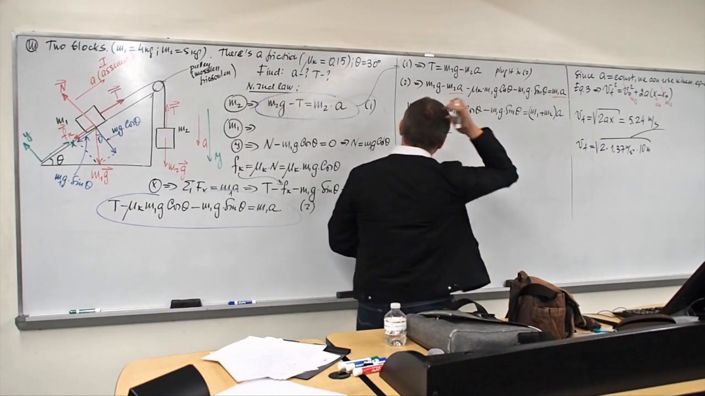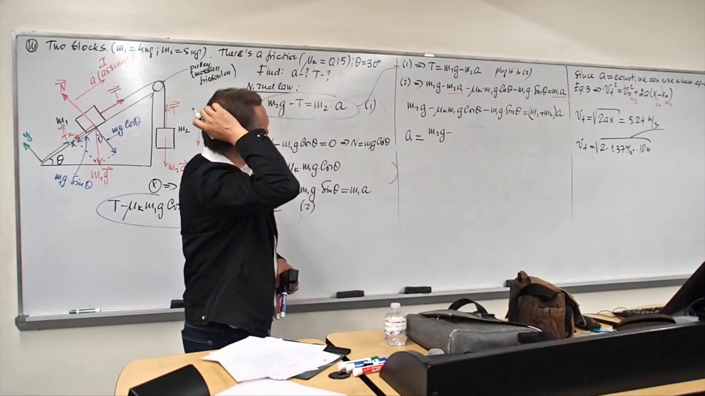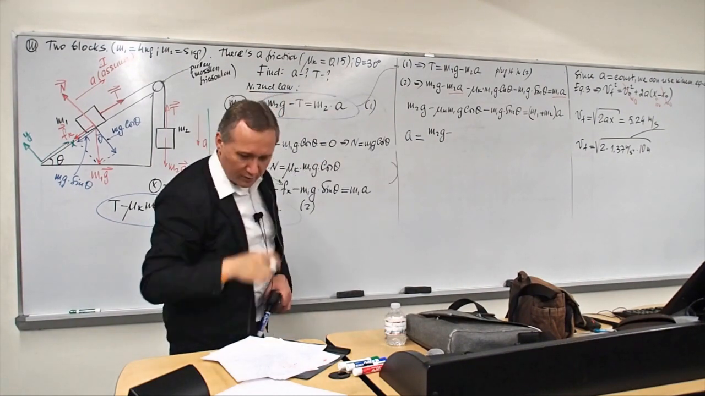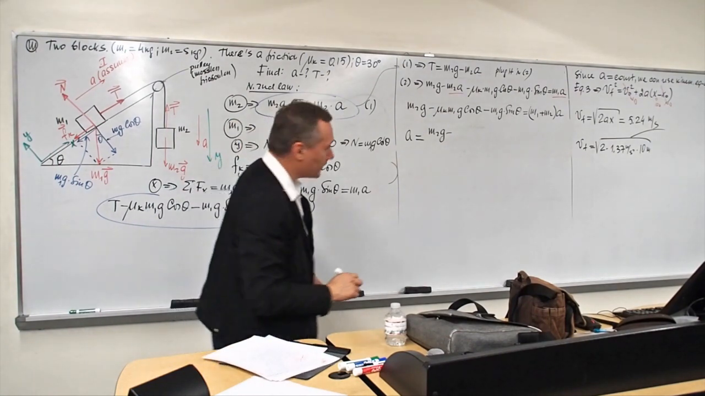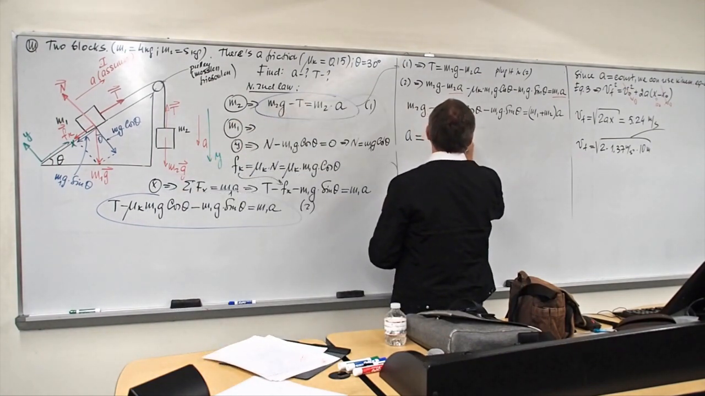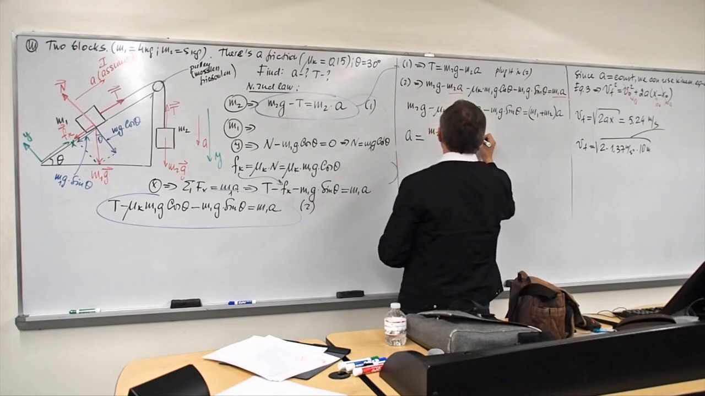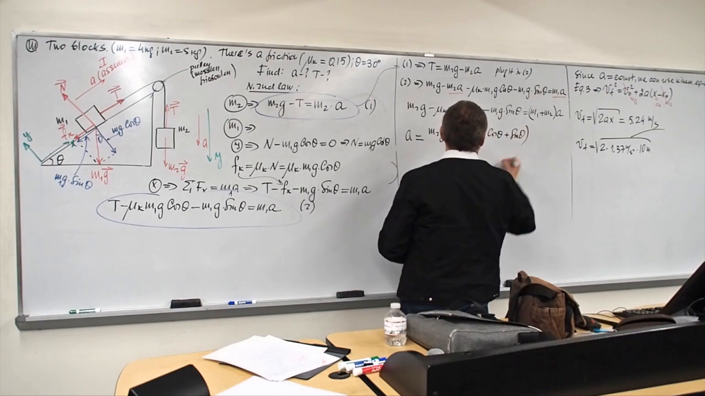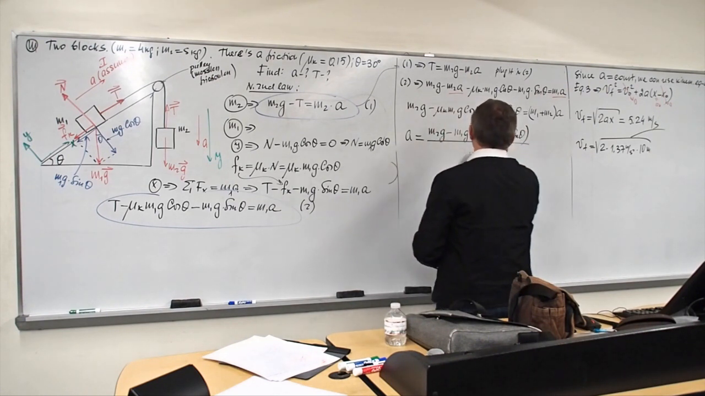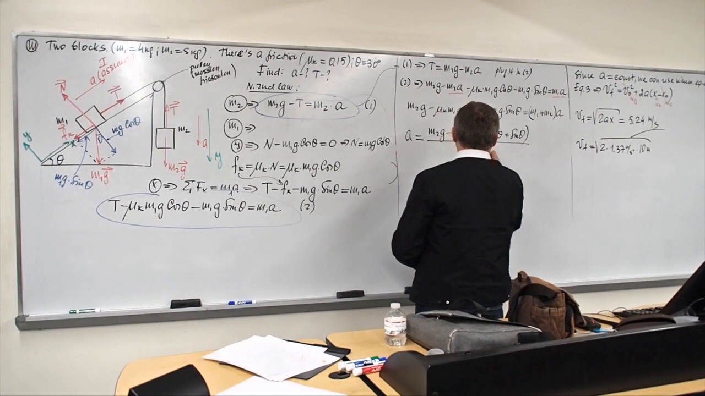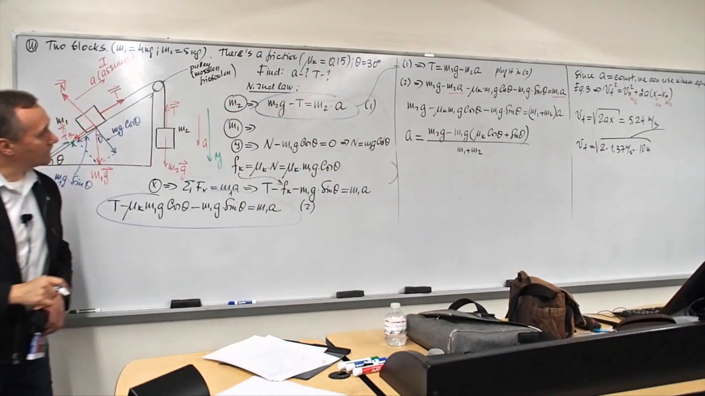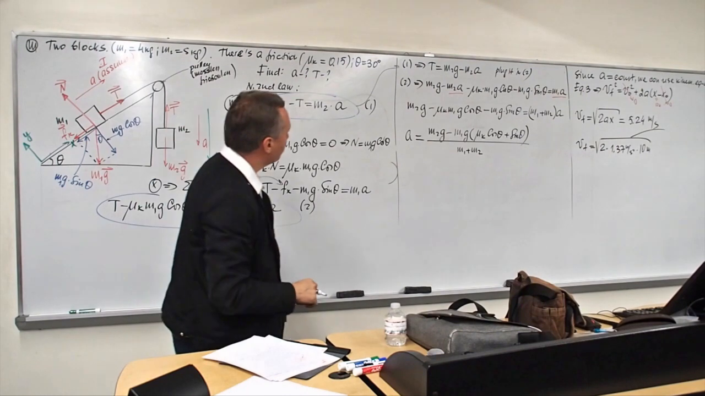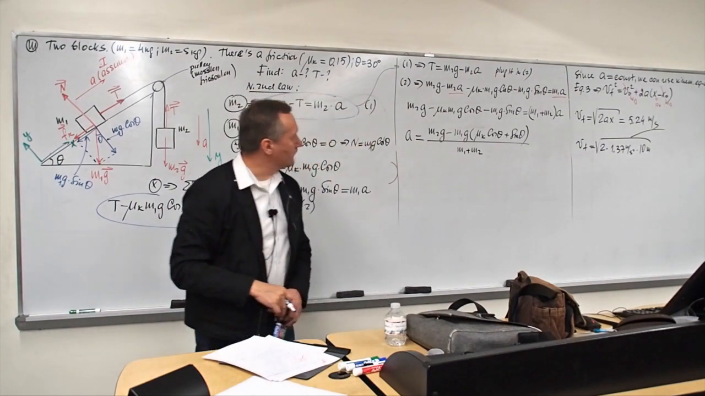So m2 g minus, g can be factored out, but I don't feel like doing it. I will just factor out m1 g here: m1 g times the quantity mu k cosine theta plus sine theta, divided by the total mass of the system.